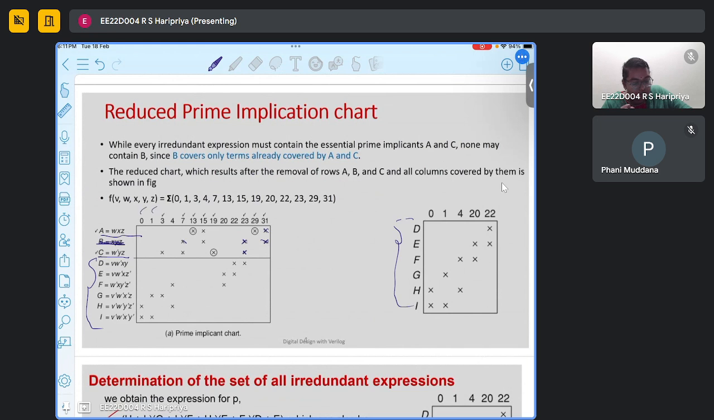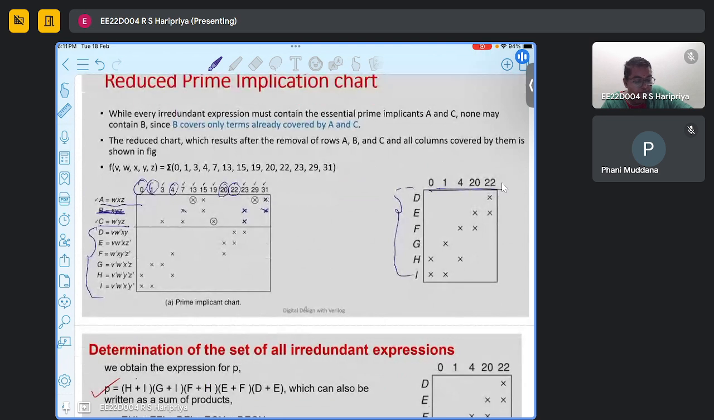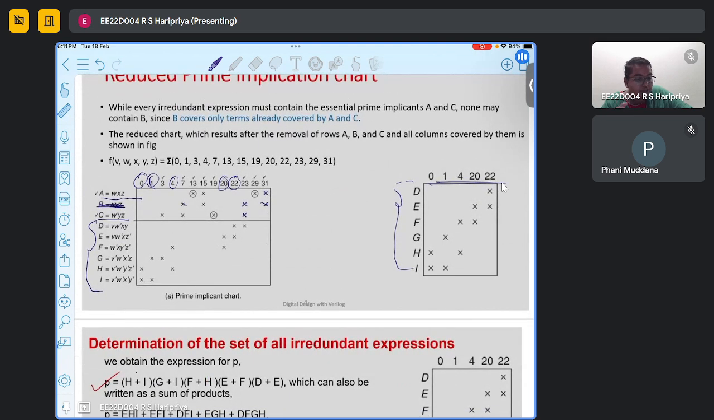0, 1, 4, 20 and 22. So we have listed them. Now from this, can we further reduce it? So we can reduce the row as well as the column.